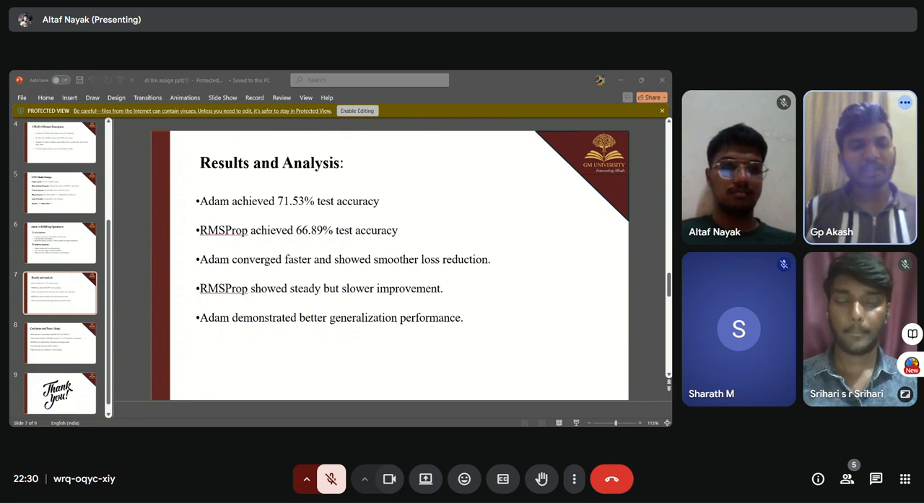For future work, we can experiment with other optimizers such as SGD or Nadam to see if they provide even better performance. Additionally, we can apply learning rate schedules or early stopping techniques to further improve training stability and efficiency. This opens up scope for more optimization research to enhance deep learning model performance.